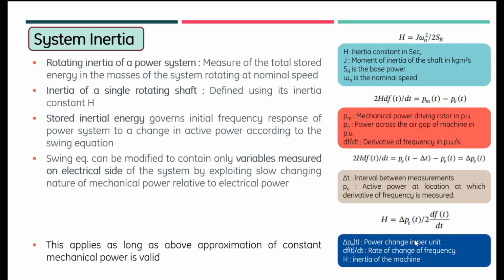So basically the simplified equation tells you that if you have the change in energy in one particular area, how much energy it is exchanging with the other system on a real-time basis, and how much is the rate of change of frequency that you are observing within that particular system.